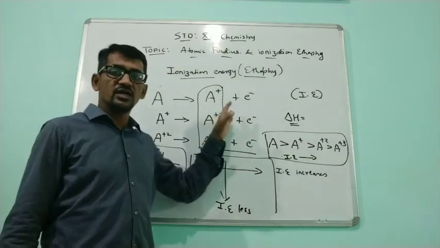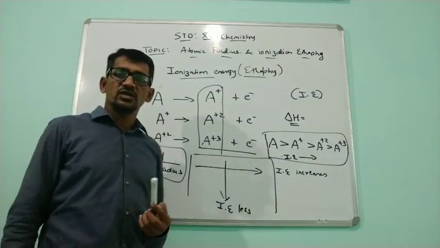Try to draw the graph related to ionization enthalpy and radius as given in your text.